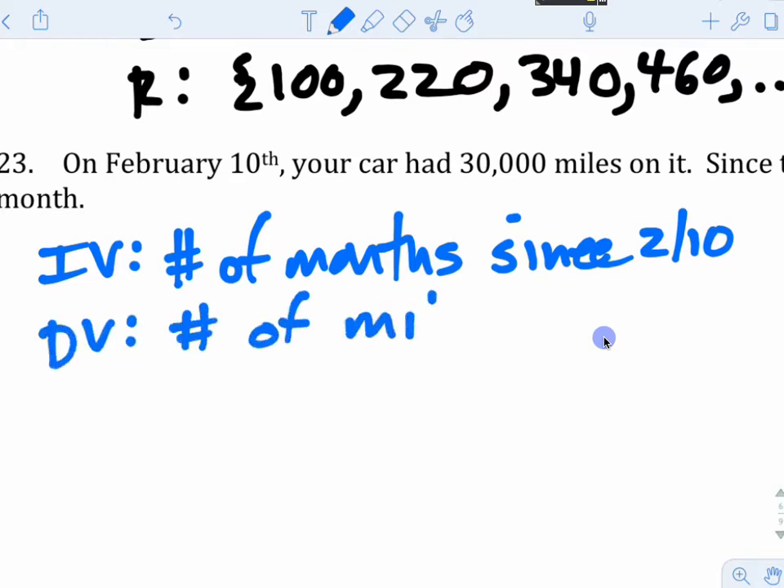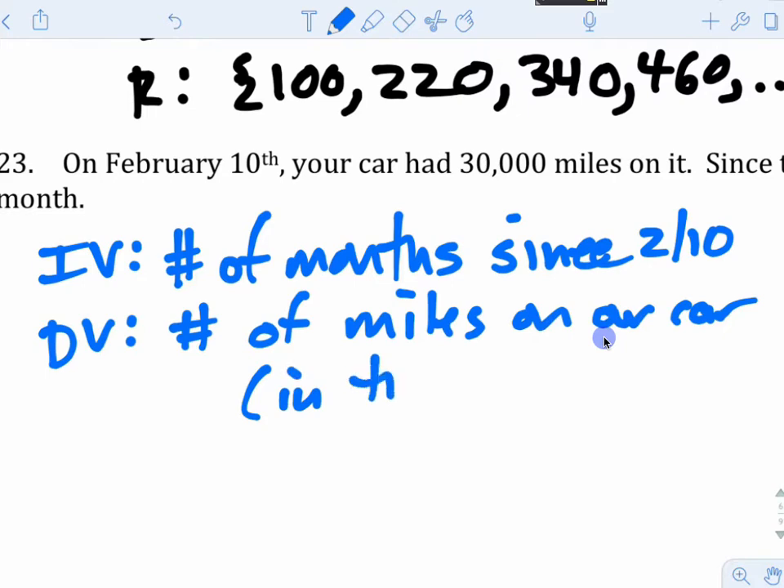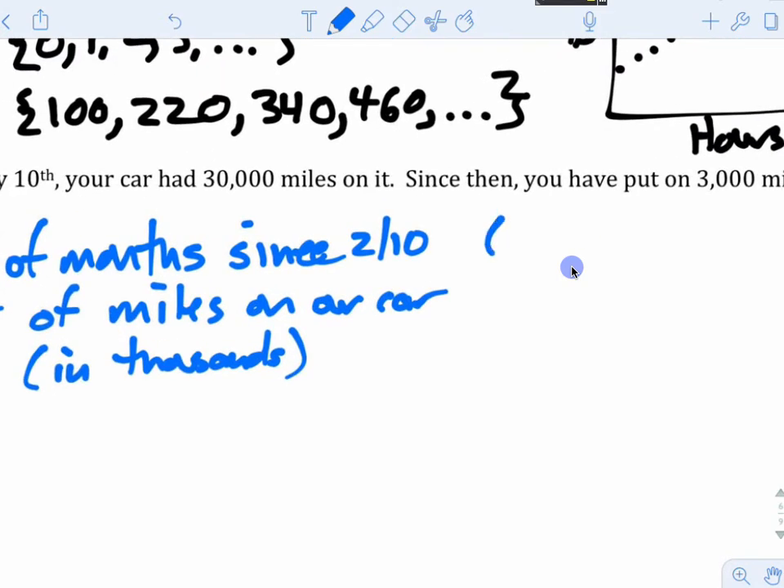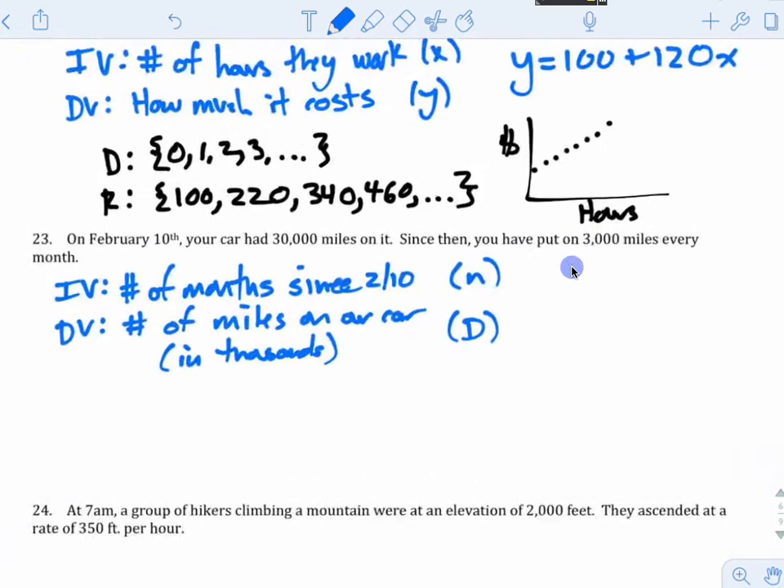Now, we can leave it as such, but you know what I'm going to do? I'm going to do this in thousands. So instead of having to write 1,000 again and again and again, we can just write, for instance, 30 to represent 30,000 miles, and 3 to represent 3,000 miles. And let's call this months, we'll call this N, and miles, we'll call this D. I'm just picking random letters here.